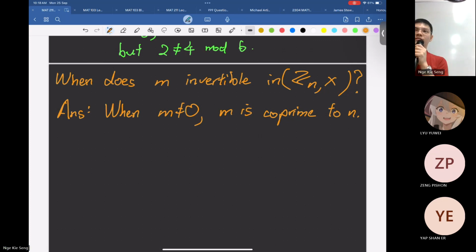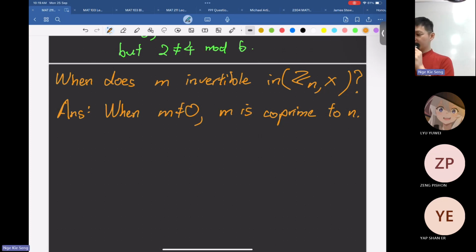Ever prove this? No? You don't remember? Okay, if you don't remember, I'll remind you next time. But please remember this statement first. When I'm going to use this statement, I'll recall it for you. So only when M is co-prime to N, then M is invertible.